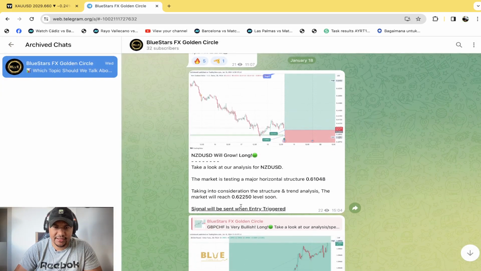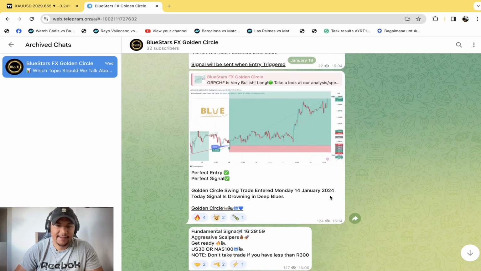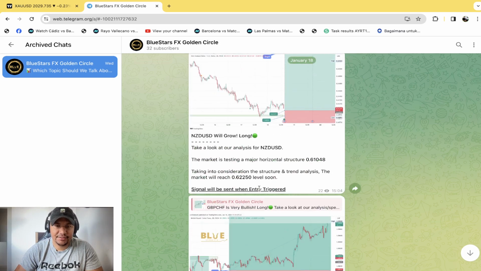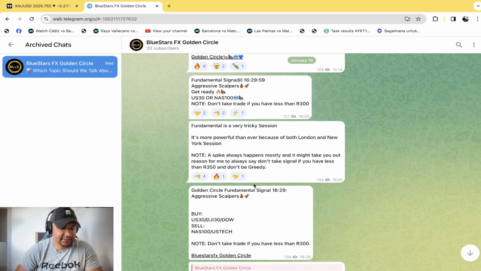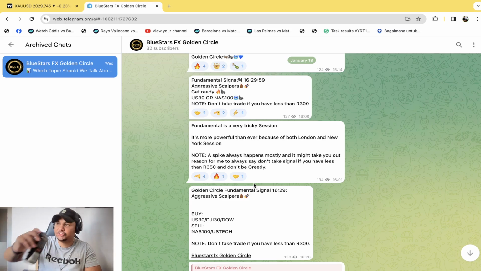We can see over there. Take into consideration structure. Signal will be sent when entry is triggered, right? What was this? Okay, that's also a setup. Fundamental signals. Again, these guys trade every bit of fundamental signals that you see.